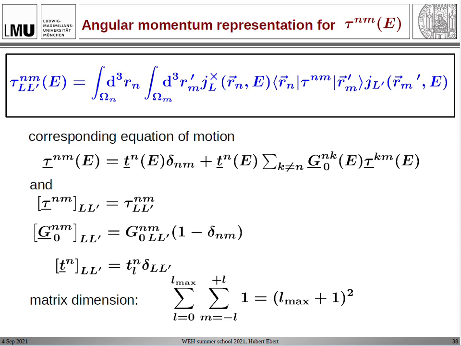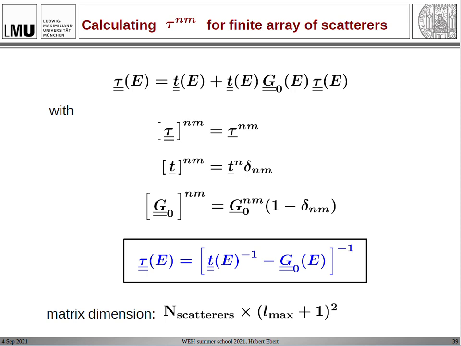And that means for getting the scattering path operator in an angular momentum representation, we have a corresponding equation of motion. And still at that point, we have to sum over all sites that are in the system, of course. But it doesn't matter whether this summation is, at least formally, finite or infinite. And we also don't require any regular position of the atoms. So one important situation is, of course, that we have a finite number of scatterers.